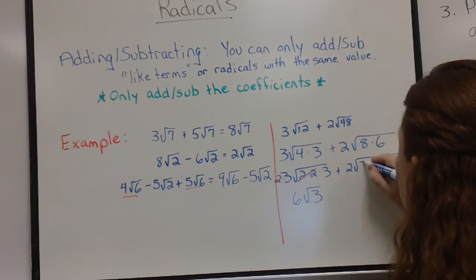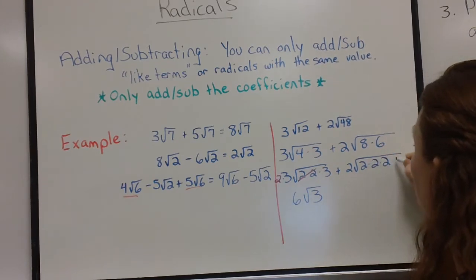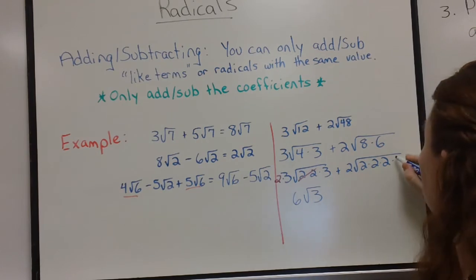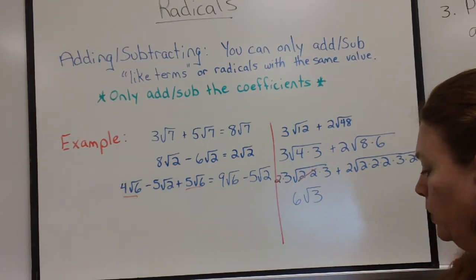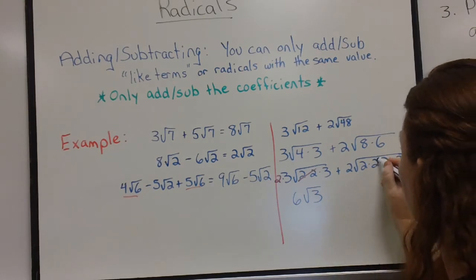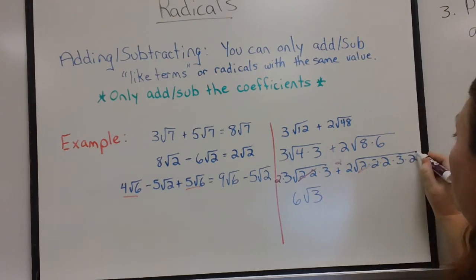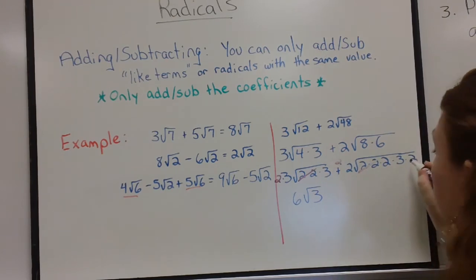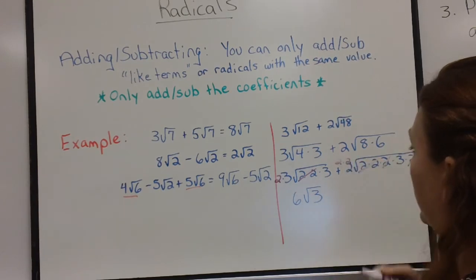8 is 2 times 4, and 4 is 2 times 2, and 6 is 3 times 2. And so here we go again. I have a pair of 2's, so I'm going to write it once on the outside. Uh-oh. I'm going to have another pair of 2's. They don't have to be right next to each other. There's one and there's one. So I'm going to write another 2 on the outside.